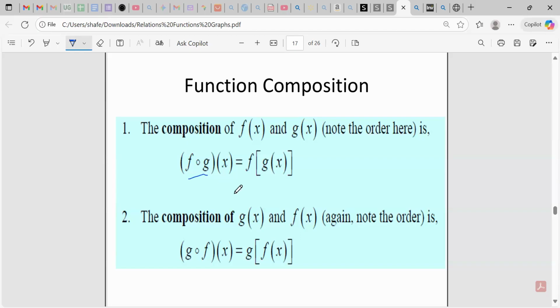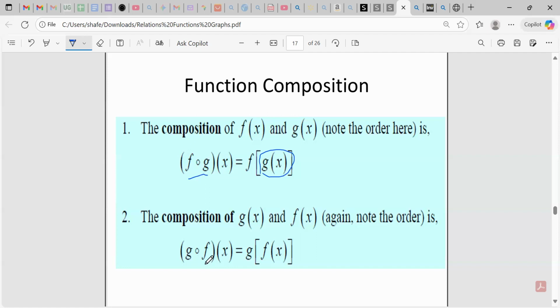In other words, what they're saying is that if you take an input and you perform g on it first, g(x), and you take the output of g(x) and put it into f(x), what will you get? That's basically what they're saying here, right? It's a composite of f and g, meaning the fact that g is on the inside means g is done first. And the output of the inner function, you put into the outer function.